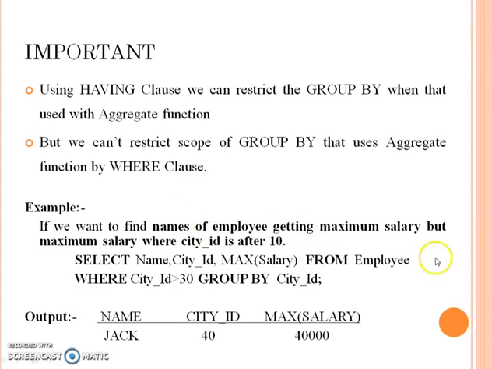The names of employees who are getting the maximum salary, but their city ID should be greater than 30, sorry, it should be 30. So select name and max salary from employee, and if I simply restrict it so that city ID should be greater than 30, I am going to get the record of only that city ID person with the maximum salary whose city ID is greater than 30, and in our case it is 40.